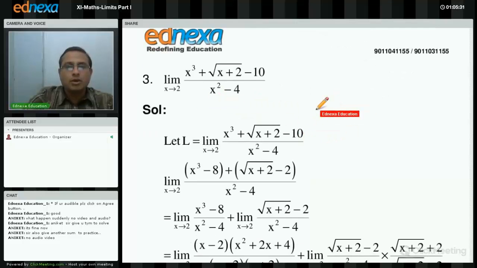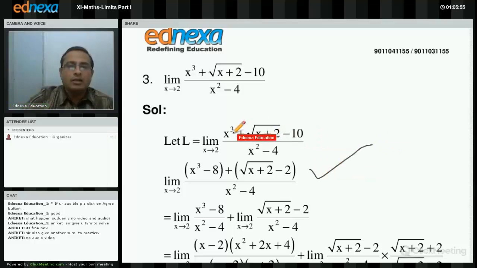This is actually a combination of two functions. Limit of x cube plus root of x plus 2 minus 10 upon x square minus 4. Again, we cannot take the limit in the first step. Why? Because in that case we get 0 by 0 form. Observe this step. This is an important one.